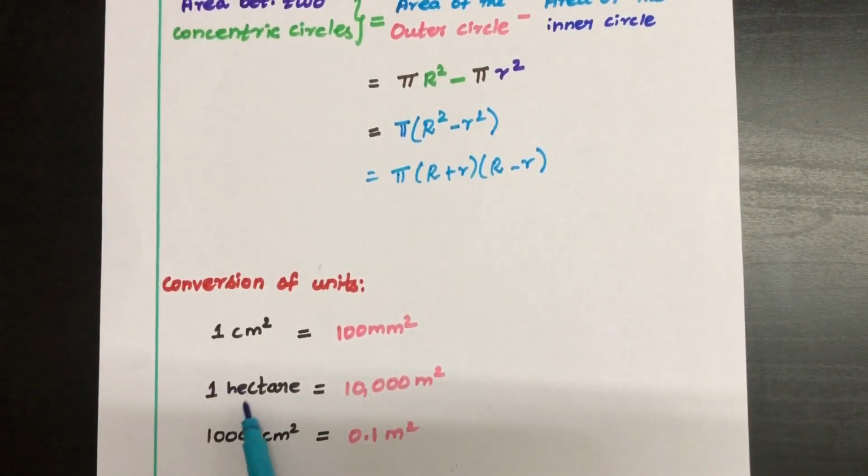Also, conversion of units. 1 centimeter square is equal to 100 millimeter square. 1 hectare is equal to 10,000 meter square. 1000 centimeter square is equal to 0.1 meter square. These are all the things we need to know for moving forward.